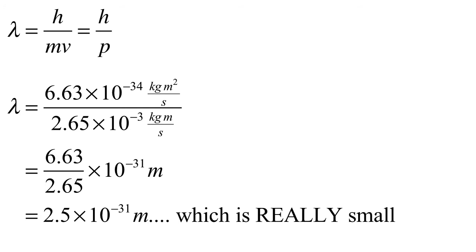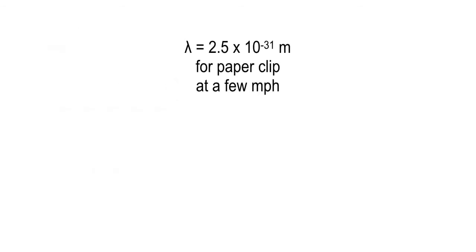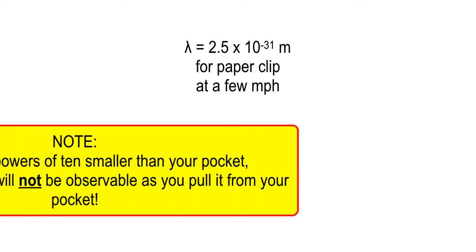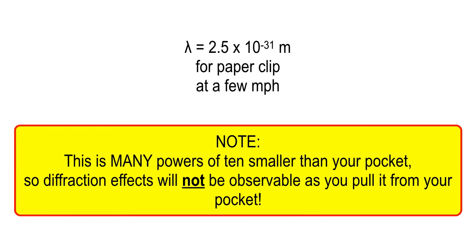So the wavelength here for a paper clip going a few miles per hour is many, many, many orders of magnitude smaller than any everyday dimension you may choose. So it's many powers of 10 smaller than your pocket, for instance. So when you take it out of your pocket, if you think of your pocket as an opening in a boundary, like your pants, and you take it through there, it's going to be a really, really small wavelength compared to the size of the opening. And when that happens, there's no diffraction.